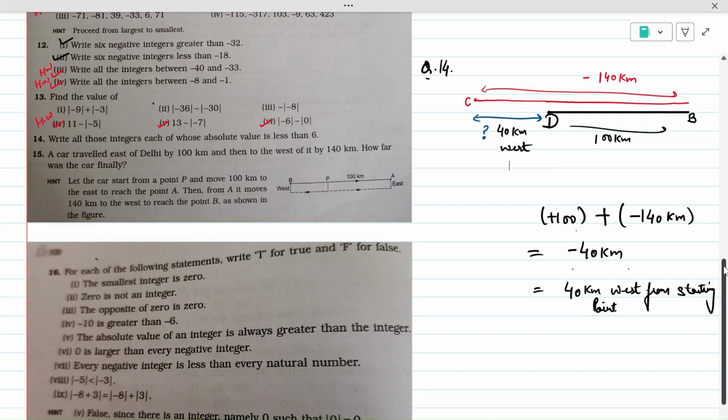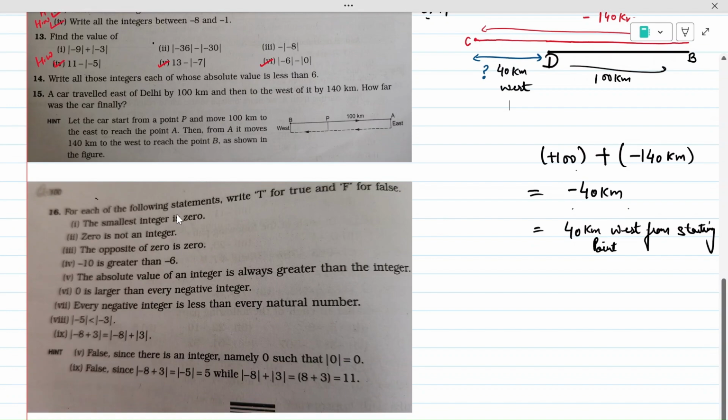Now coming to the last question of true and false. The smallest integer is 0. This is false. Why? Because we have negative integers also, right? And they are smaller than 0. Then 0 is not an integer. This is also false. 0 is an integer. It's just that it is not positive, not negative. Opposite of 0 is 0. True. Like we know, opposite of 1 is minus 1, 7 is minus 7, 100 is minus 100, right? Minus 120 is plus 120. Similarly, opposite of 0 is 0.